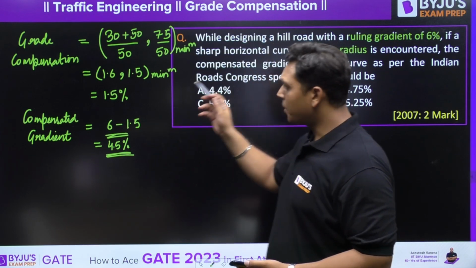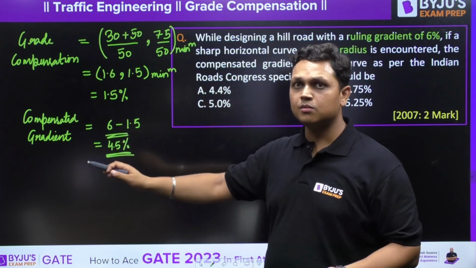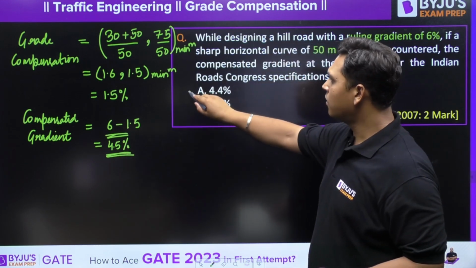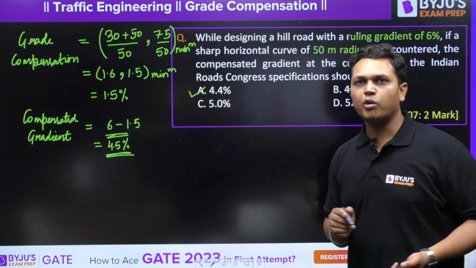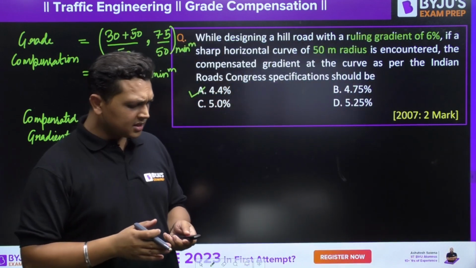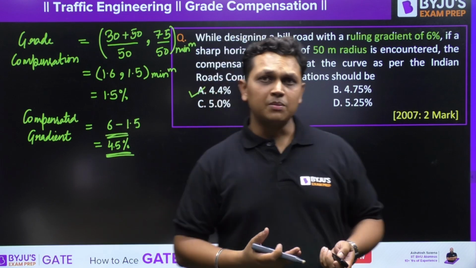So which of the 4 options is lesser than this value and closest to this value? It is going to be 4.4%. So your answer is 4.4%. Is it clear to all? Now with this, you have understood the concept of grade compensation.